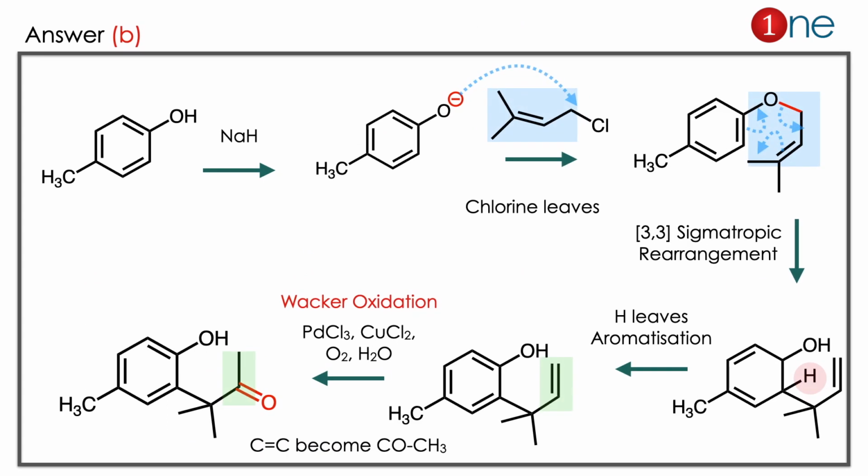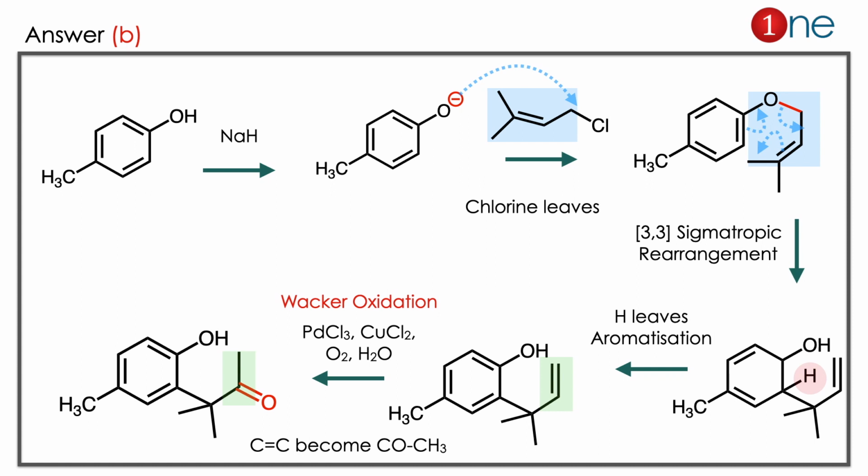The answer is B. Let us see how. Starting material, you have an alcohol and you are using a base. The base abstracts the proton from the alcohol, and you have a negative charge. Next, you are using the allyl chloride. You are attacking it with the negative charge.